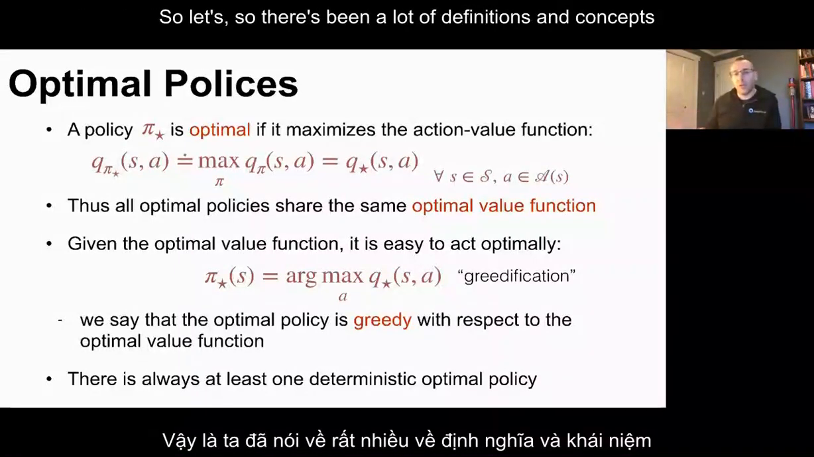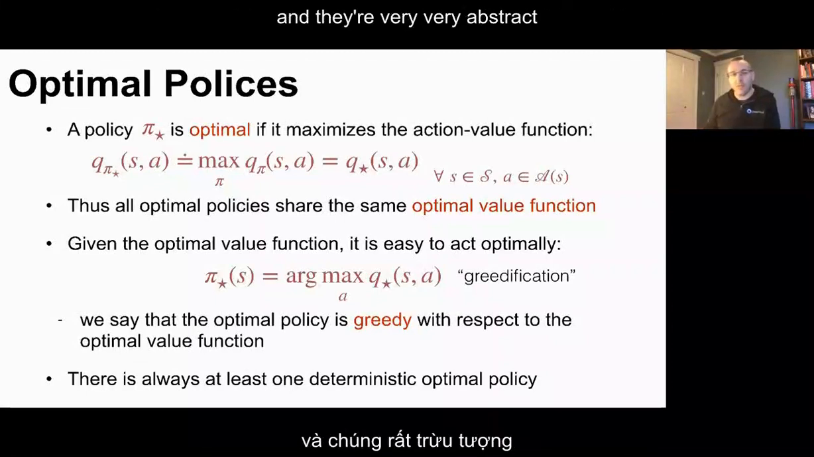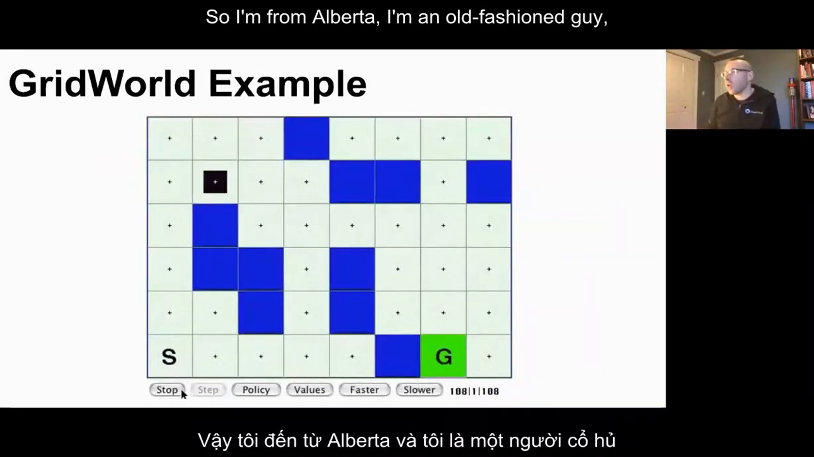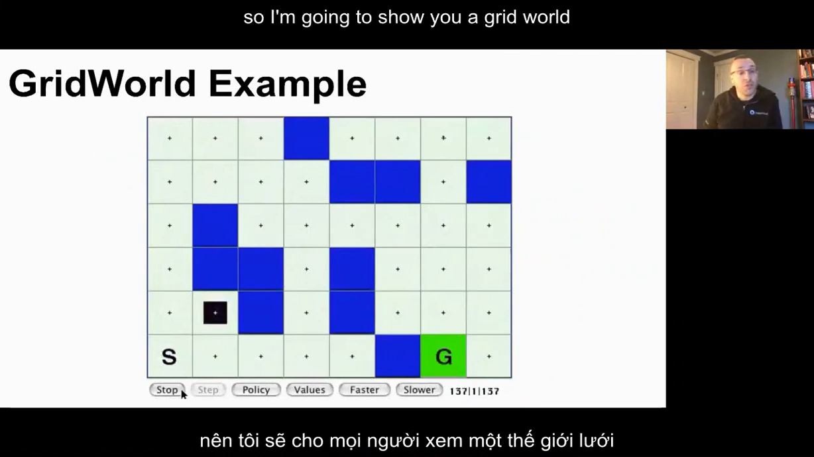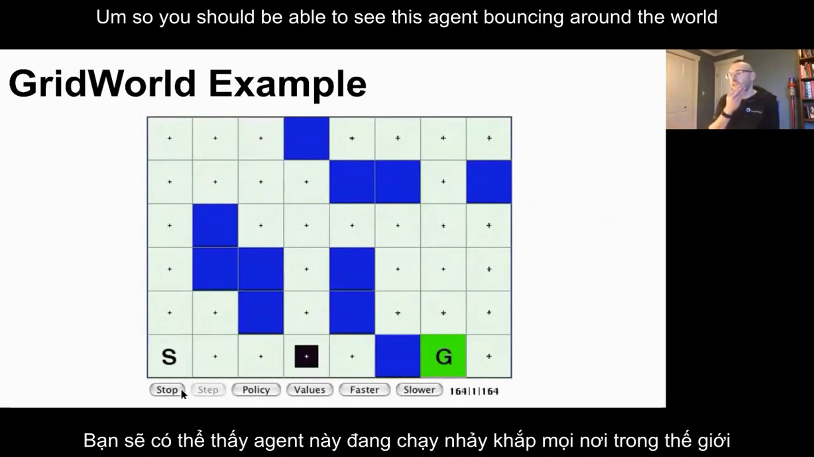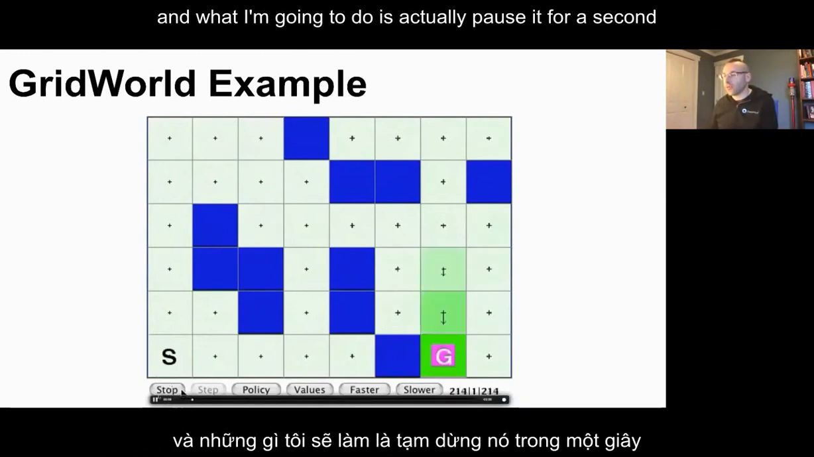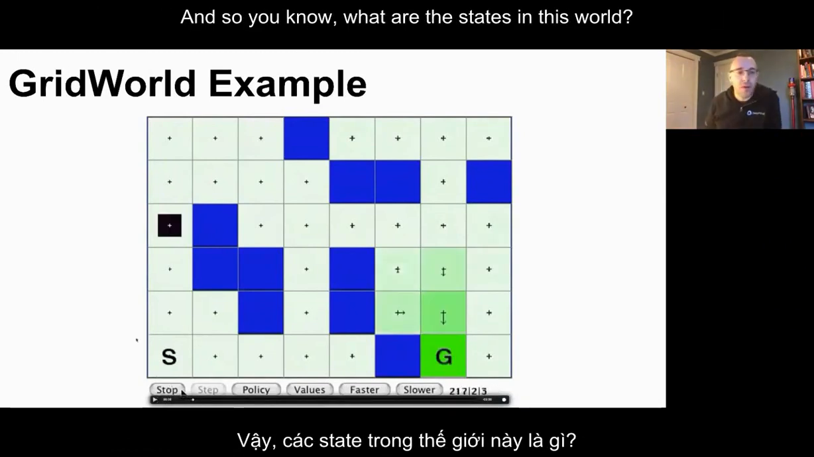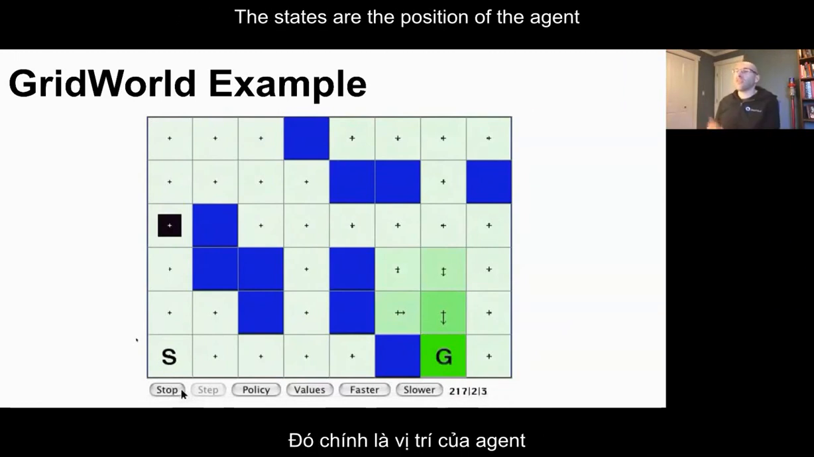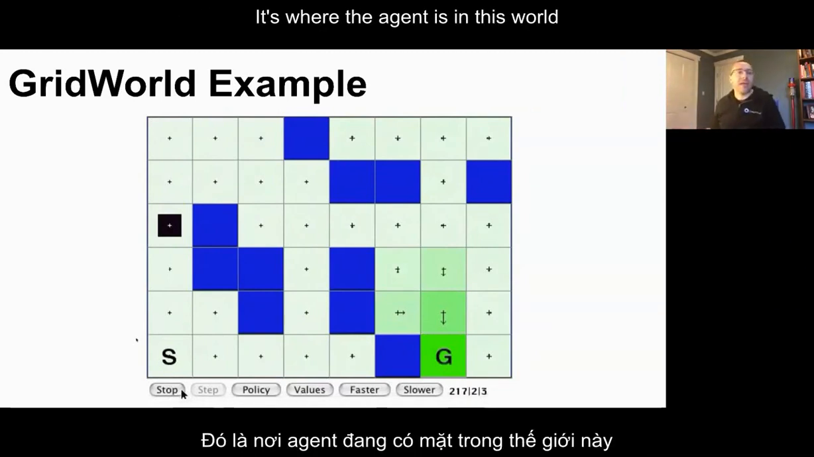So there's been a lot of definitions and concepts, and they're very, very abstract. So I'm from Alberta. I'm an old-fashioned guy, so I'm going to show you a grid world. So you should be able to see this agent bouncing around the world. And what I'm going to do is actually pause it for a second. And so, what are the states in this world? The states are the position of the agent. The agent is this black square.